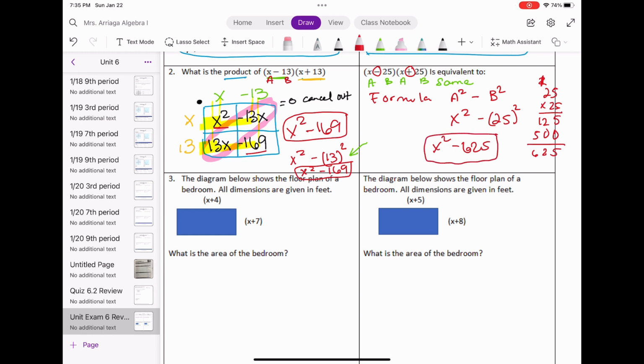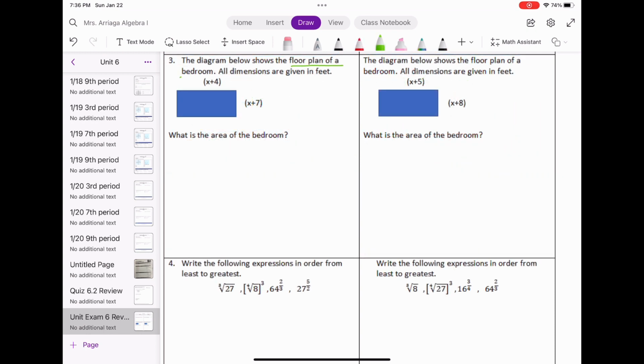And I got the answer using the formula of difference of squares. But if you're not comfortable with the formula, go ahead and try doing the box method. Now for number 3, it says that the diagram below shows the floor plan of a bedroom. And they give you the dimensions in feet. They give you the top binomial and the bottom binomial. So let's say that the top binomial is length and that the side binomial is width. They're asking for the area of the bedroom.